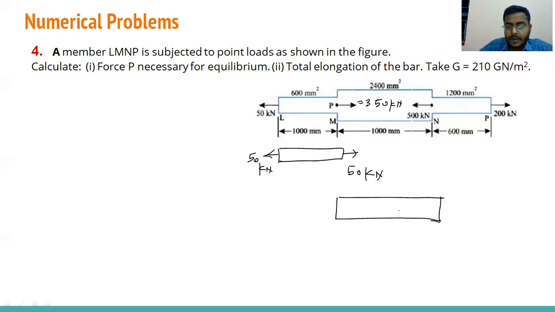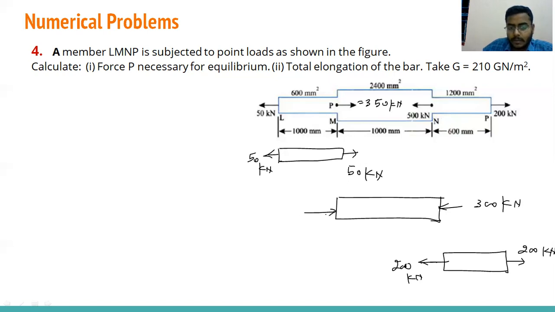Now draw a free body diagram for the middle section. For the middle one, what are the total forces acting here? 350 and 50 in this case. So, again this is pulling, that is 200 kilonewton. What will this one be? So at this point 500, 200. So it will go in compression by 300.